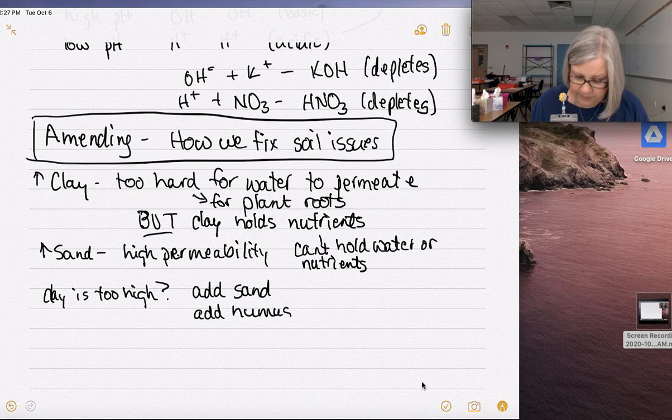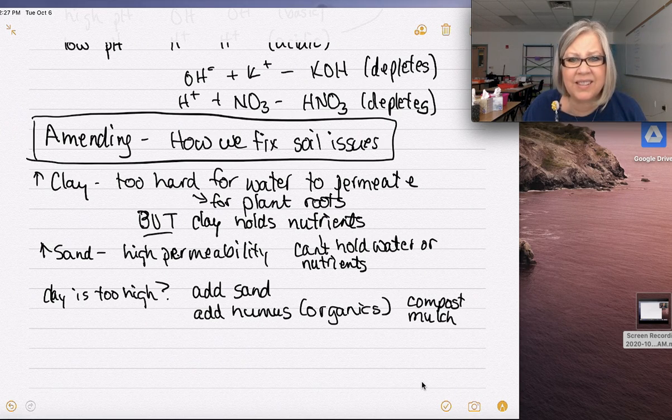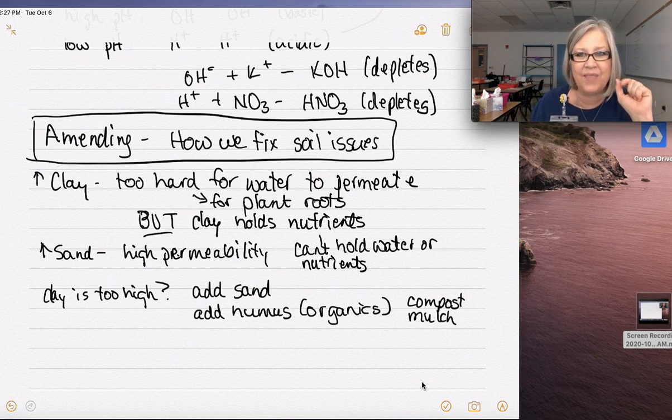Now remember, humus is organics. All right, so what kind of organics are we talking about? We're talking about either compost or mulch. And I'll go over the differences here in just a minute. So the nice thing is that not only are you loosening up that clay soil, but you're adding something in. You're adding in nutrients.